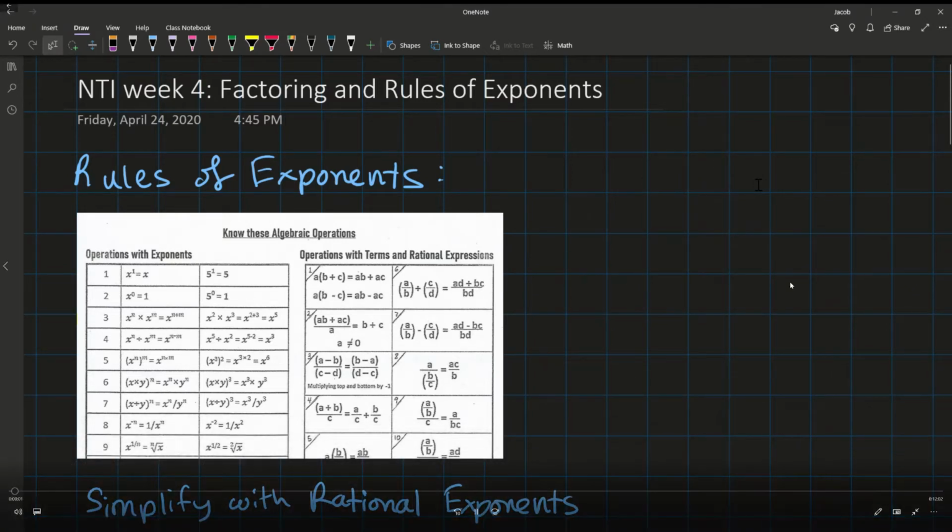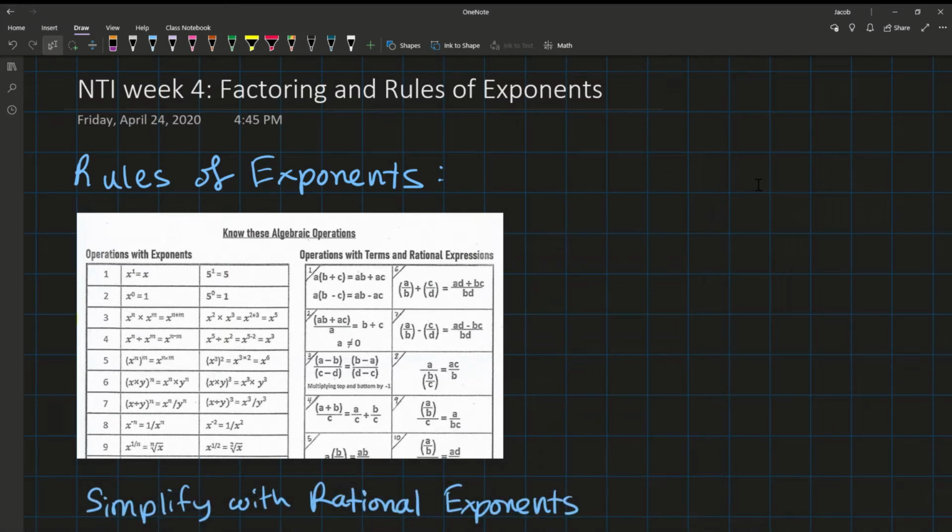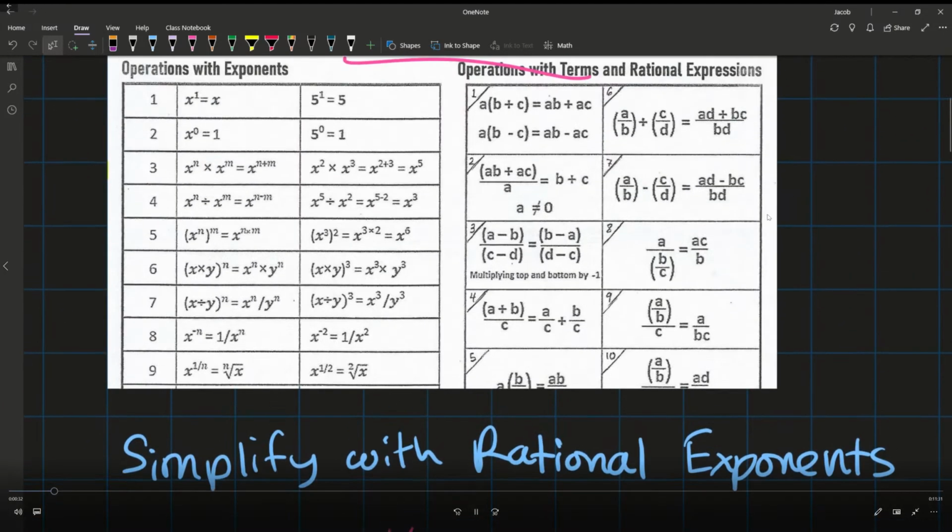All right, so this is week 4 of NTI, factoring and rules of exponents. We'll be looking at these rules of exponents and factoring to continue on with our review before AB Calc. If you remember this page, know these algebraic operations, it's on your trig worksheet that I gave you last. It had trig identities on it, and you can grab that and use that to remind yourself.